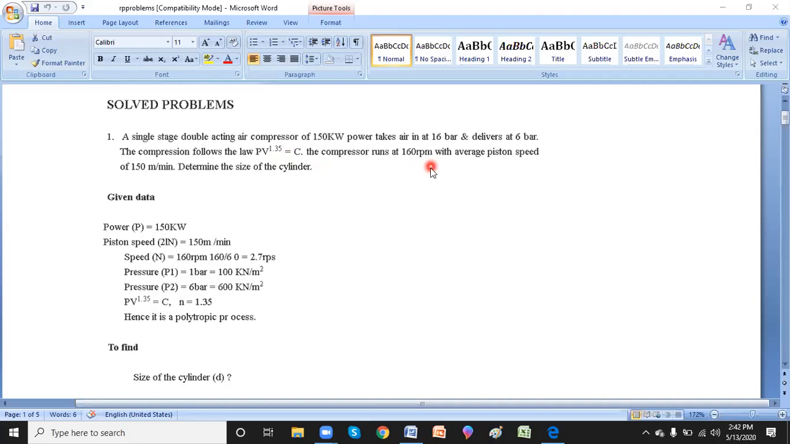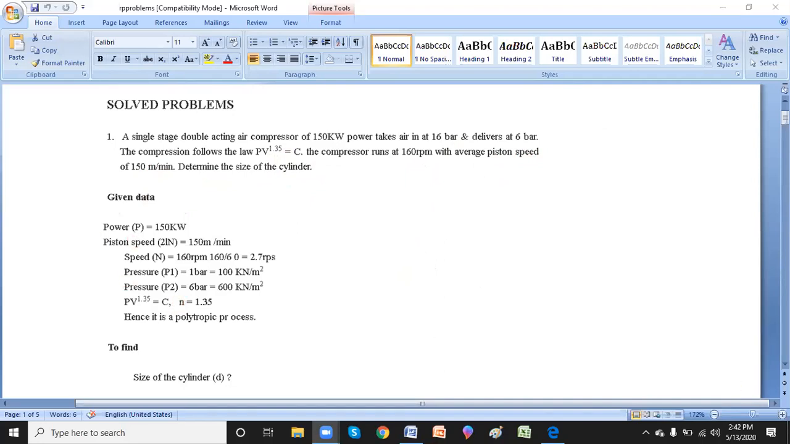That gives you the speed of the compressor, and average piston speed we already discussed in the IC engine chapter. Now just see here. Piston speed is given as 150 meters per minute. Now he's asking what is the size of the cylinder. Size indicates dimensions: stroke length as well as diameter or bore.